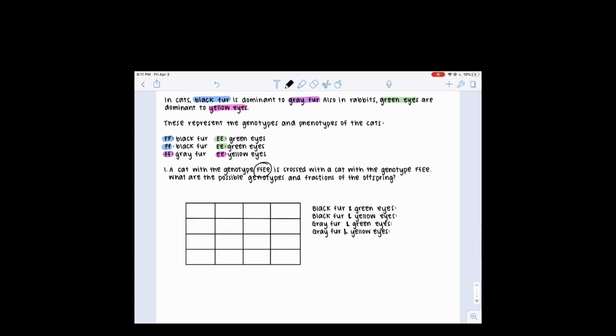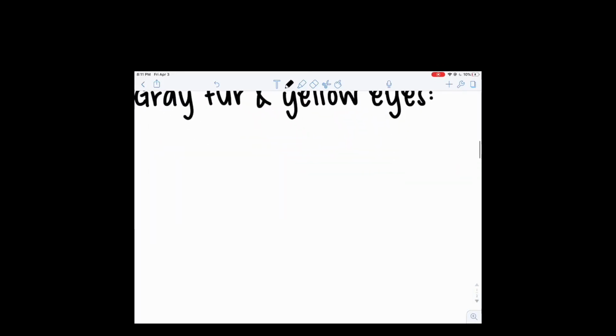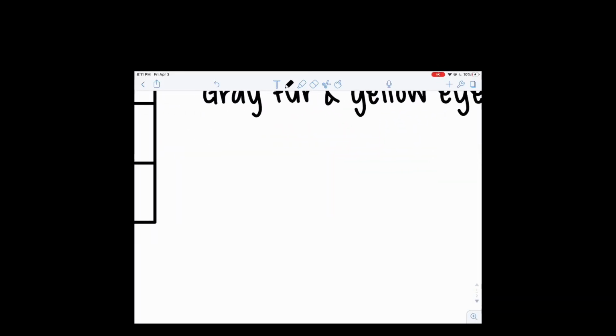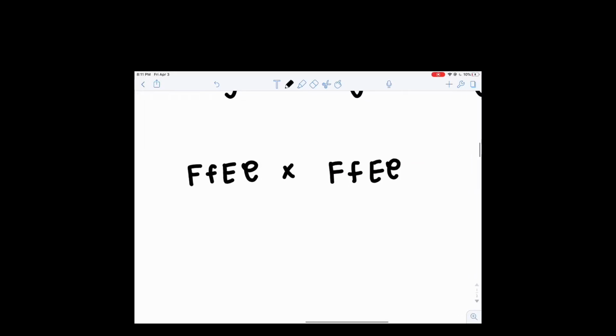Capital F, lowercase f, capital E, lowercase e is crossed with a cat with the same genotype. What are the possible genotypes and fractions of the offspring? In order to set up our Punnett square, we have to figure out what we are going to put on the top and the side. So we can just do a cross right here with the two genotypes. To figure this out, we're going to use the FOIL method, which basically just means first, outer, inner, last, and we can just figure out where the letters need to go.